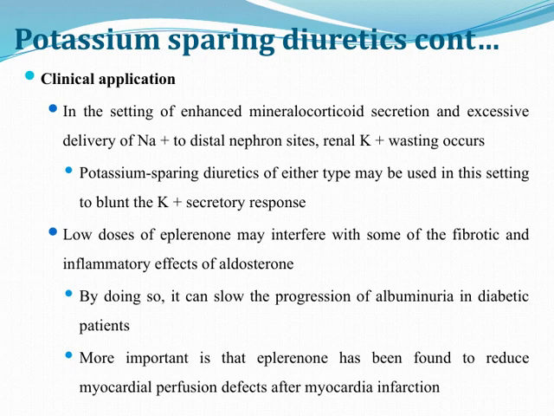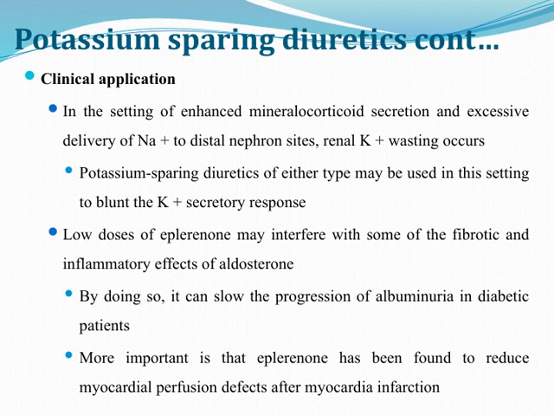Now, let's look at the clinical applications of potassium-sparing diuretics. When there's increased mineralocorticoid secretion and a high delivery of sodium to the distal parts of the nephron, the kidneys tend to waste potassium. In this situation, potassium-sparing diuretics can be very useful because they help blunt the potassium secretory response, helping to maintain potassium levels.